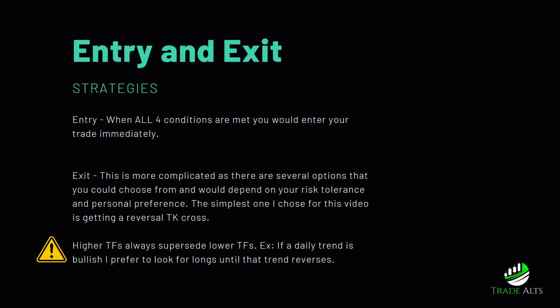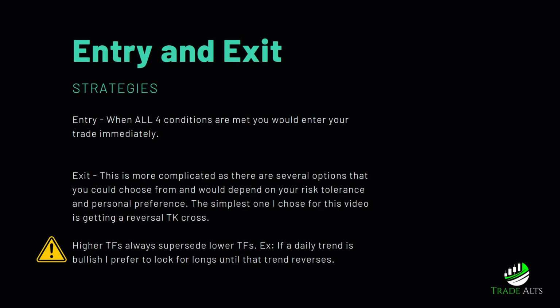And then the exit, so this is a lot more complicated because there are multiple different options that we could choose from, which I will teach later on in the series. But for this, we're going to keep it super simple, even though it might not end up being the optimal exit. This is all about optimal entries. This might not be the optimal exit, but it's the simplest one that we're going to choose, just because this is only the second video in this series. And that's getting a reversal TK cross. So if we're taking a long trade, which is mostly what we're going to be focusing on for this video, then you're going to wait for that bearish TK cross, and that will be the exit, and vice versa.